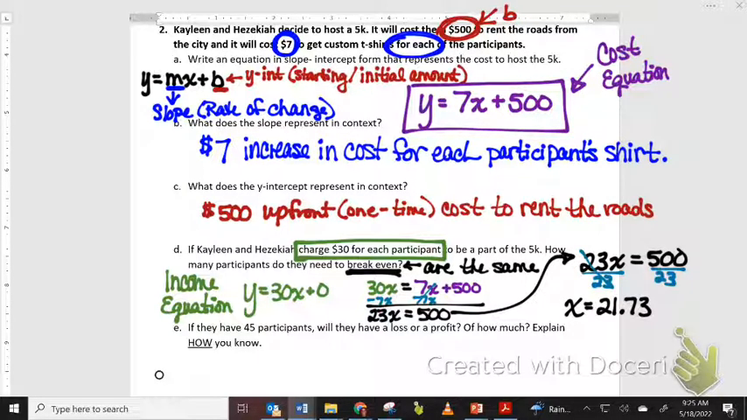$21.73. But what does x represent here? The people. Can I have 0.73 of a person? 22. Would 21 be enough participants to break even? No. I'm going to have to round it up. It means we're going to have a little bit left over. Cool. We make some money for our charity. So 22 people.